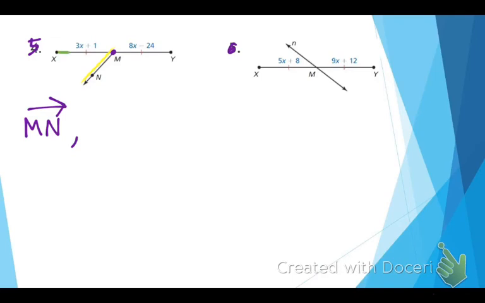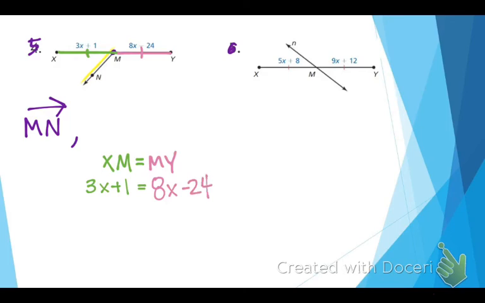After that, we know that the length of XM is going to be equal to the length of MY. Why do I know that? Yeah, the 2 lines, the congruent dashes. Okay? What is the length of XM? 3x plus 1. And then what is the length of MY? 8x minus 24.